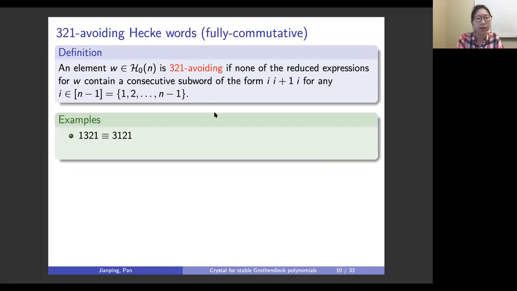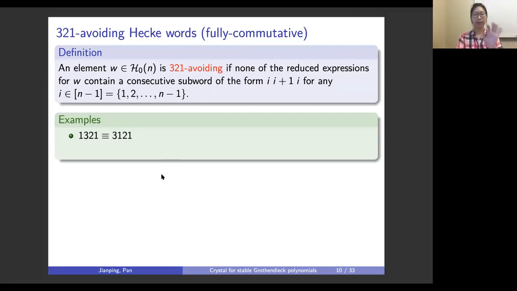Okay, next I'll talk about one extra thing, that is 3-2-1 avoiding Hecke words. Usually in combinatorics, when people start talking about pattern avoidance, it's because that case is difficult. So we want to avoid the pattern 3-2-1 here. What is a 3-2-1 avoiding Hecke word? They are also called fully commutative. Basically, none of the reduced expressions of an element in the 0-Hecke monoid contains a consecutive subword of the form i+1, i.